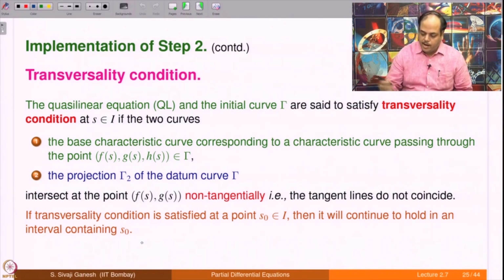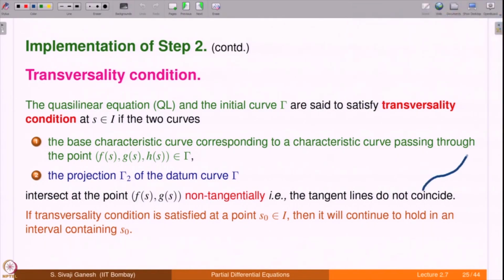In this case, what would happen is, imagine this is our gamma 2, the base characteristic curve will come like that. It will actually cut. The base characteristic curve will not be like this. For example, it will not be like that, because here they share the same tangent. So, this is not allowed, okay. Then the transversality condition is not satisfied.